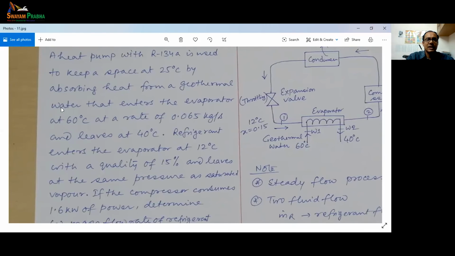So you can see if you take the water from the lower part of the ground, then you will get it at a higher temperature, that's 60 degrees centigrade here, and the rate is 0.065 kg per second. And it leaves at 40 degrees centigrade. So you can see that heat is getting rejected to the evaporator because the water temperature is coming from 60 degrees to 40 degrees.